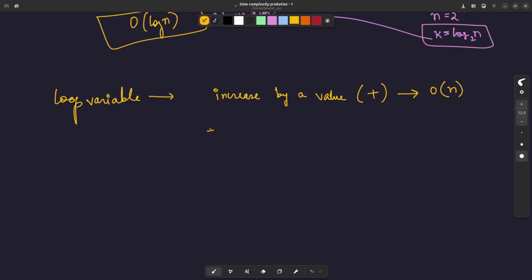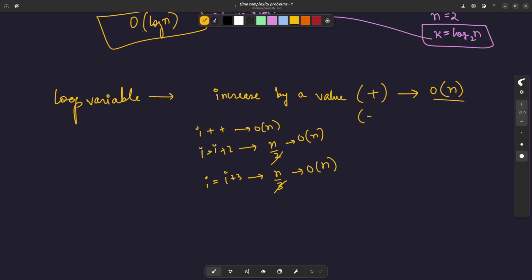Because if it is i plus plus, then it is simply big O of n clearly. If it is i is equal to i plus 2, that is you're increasing by 2, then it is actually n by 2, but you ignore constants, giving us big O of n. If it is i is equal to i plus 3, then it will be n by 3, but then again you ignore constants, so it will give you O of n only. So whenever you are increasing a value by plus, it will be big O of n, or if you're doing minus also. In that case also it will be big O of n.